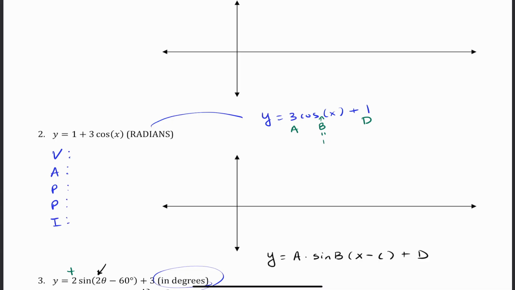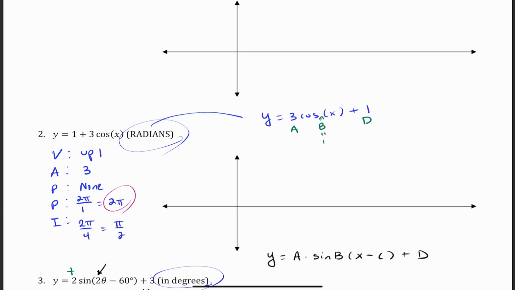V, we have up 1. Amplitude A, that is 3. First P, which is our phase shift, we don't have. Our second P, which is the period, we're dealing with radians, so it's going to be 2 pi over our B value, which is 1. So it's 2 pi. And then I take the 2 pi and divide by 4. And that reduces to pi over 2.